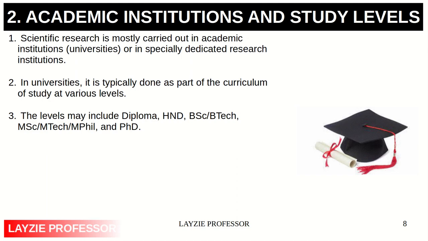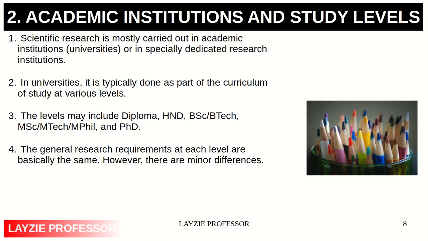And at the terminal level, which is a PhD or a Doctor of Philosophy, scientific research is also done at that particular level. And there may be another level beyond the PhD called a postdoc or the post-PhD level, where scientific research can also be done. So these are all the various levels at typical universities where scientific research can be done. And at each level, the general requirements for the research are basically the same.